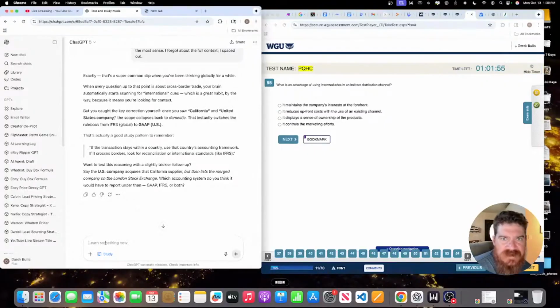Question 55. What is an advantage of using intermediaries in an indirect distribution channel? A, it maintains the company's interests at the forefront. B, it reduces upfront costs with the use of an existing channel. C, it displays a sense of ownership of the products. And D, it controls the marketing efforts.